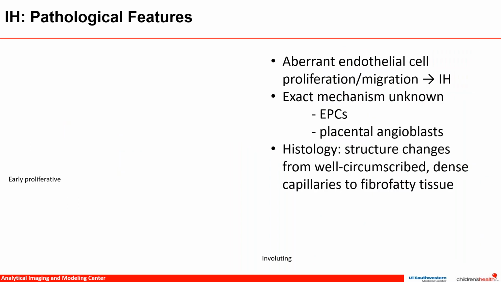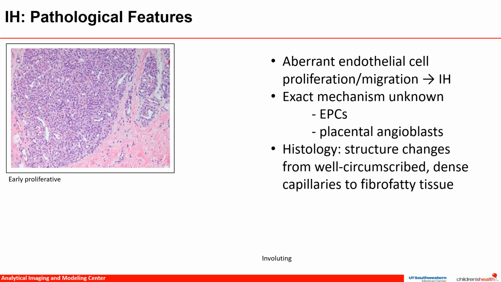The exact mechanism of formation of infantile hemangiomas is unknown. What we do understand is that aberrant proliferation and migration of hemogenic endothelial cells cause the development of infantile hemangiomas during fetal growth. These cells may either be intrinsic endothelial progenitor cells, known as EPCs, or angioblasts from placental origin.